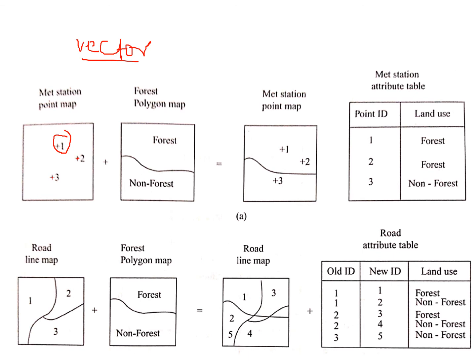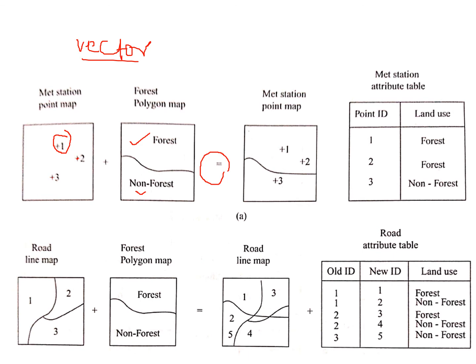It's this location. 1, 2 and 3 are the different point objects, and let us say there is some different data which is not point, but area-wise. So let us say this is one area which is the forest and here is the non-forest. Okay, now if I do the overlay analysis, what result will you get?